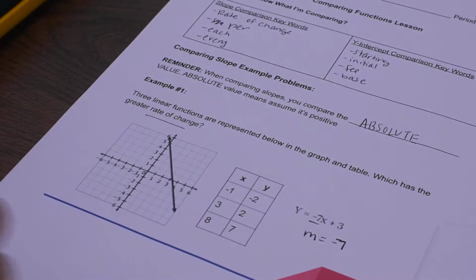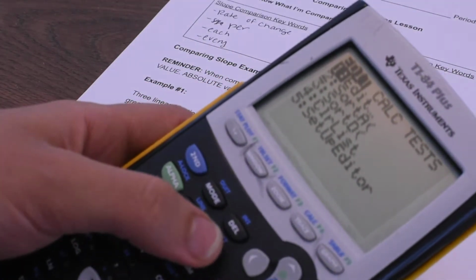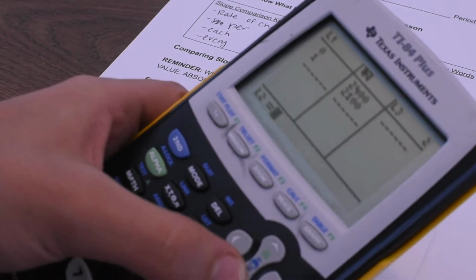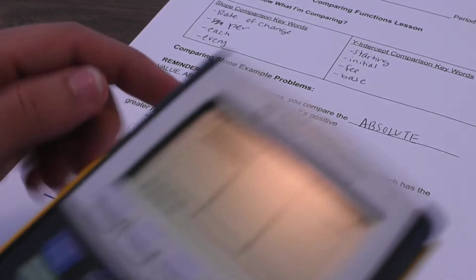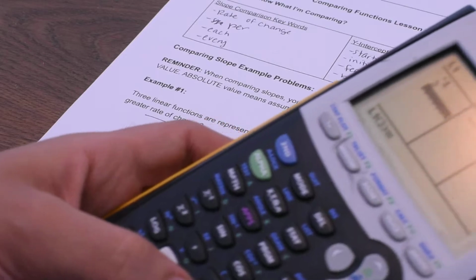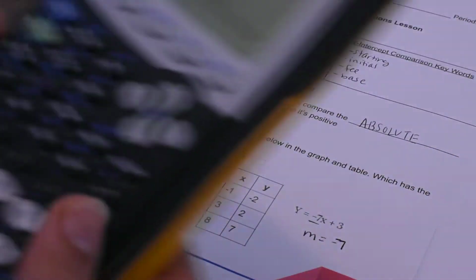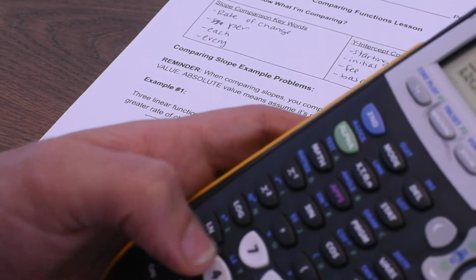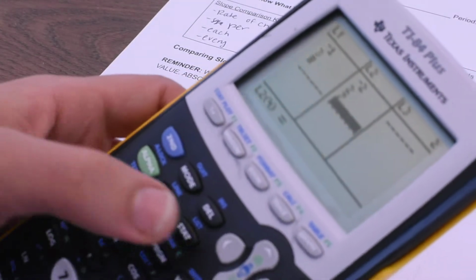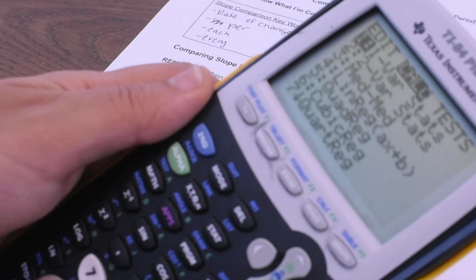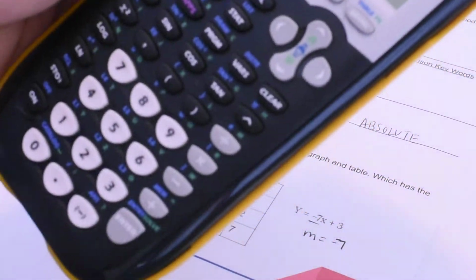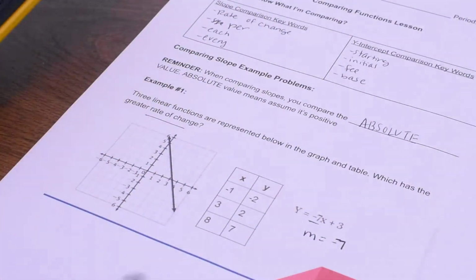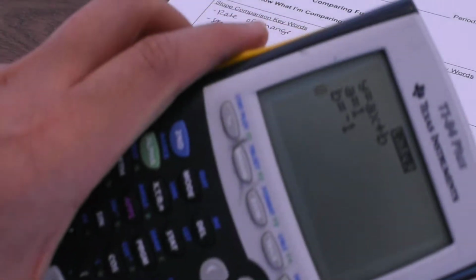This slope I can find by putting in the table, right? So I go to stat, edit, and I have to clear this out. So I'm going to up, clear, go back down, up, clear, go back down. All right, so L1, I'm going to input my x values: -1, 3, 8. For L2, my y values: -2, 2, 7. All right, then I go to stat, calc, go to number 4, so click 4, and keep clicking enter until I get something that looks like this. So remember, the A is the slope, B is the y-intercept. So the slope for this table is 1, according to this.